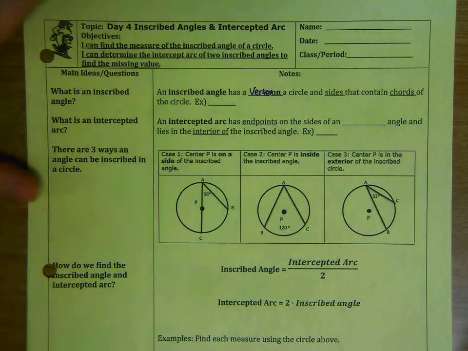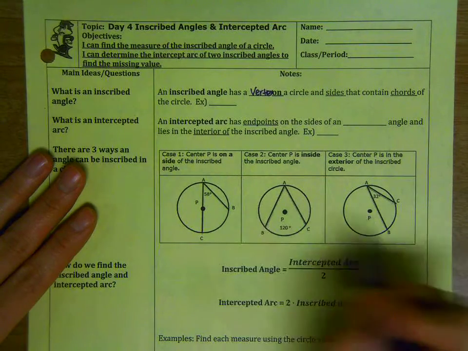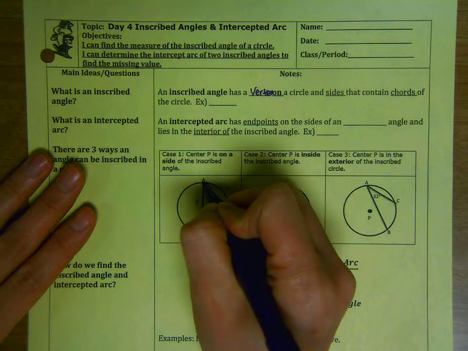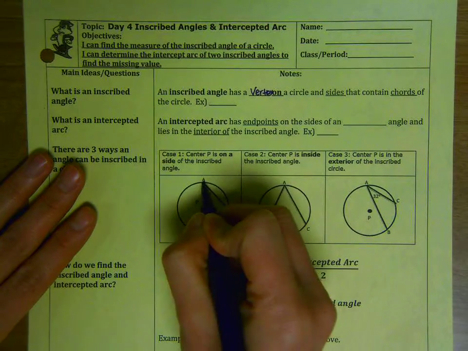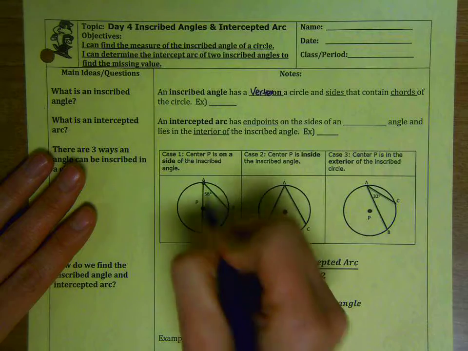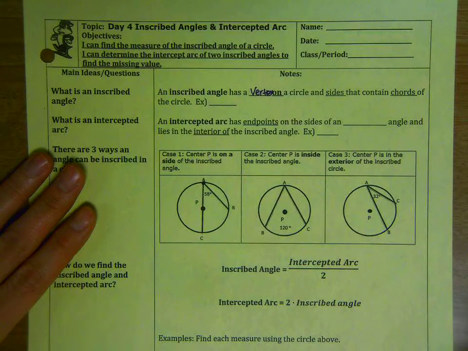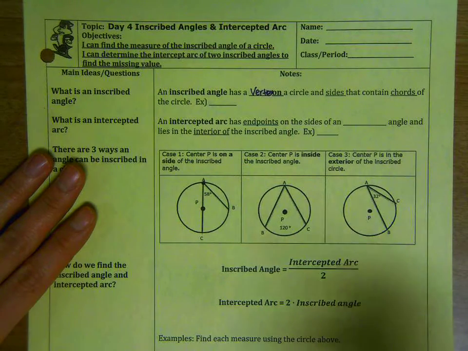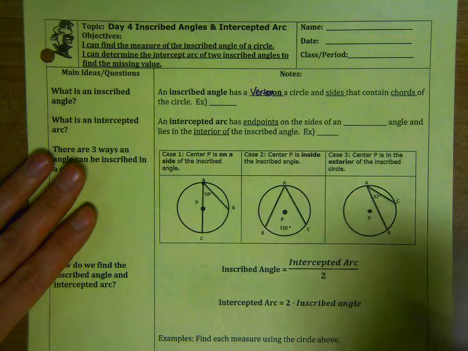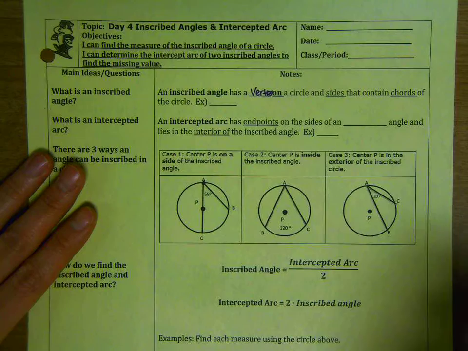First of all, an inscribed angle has a vertex on the circle, and its sides contain chords of the circle. So we have three examples. Let's find the vertex. These are all examples of inscribed angles.